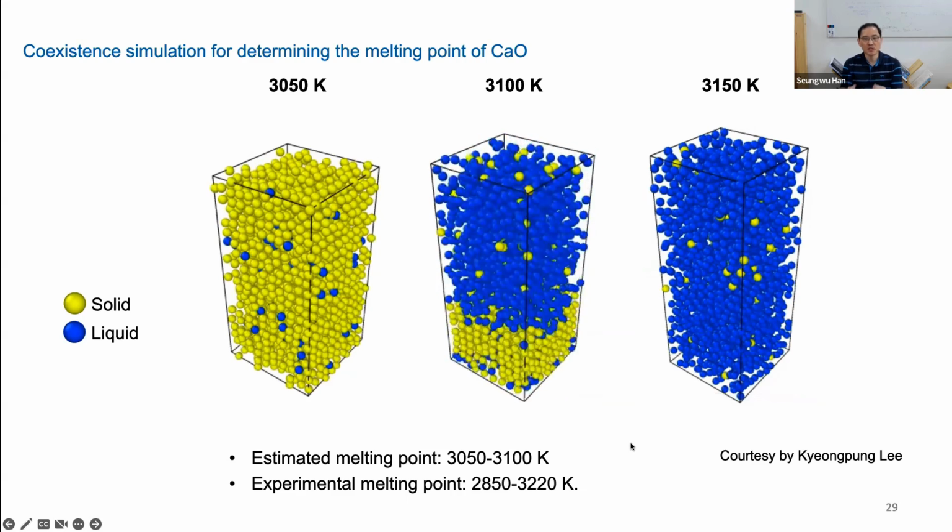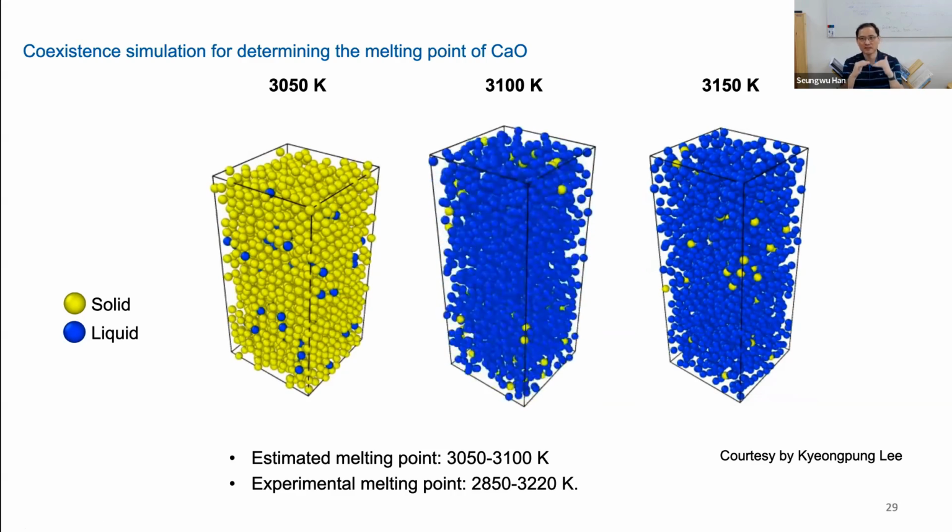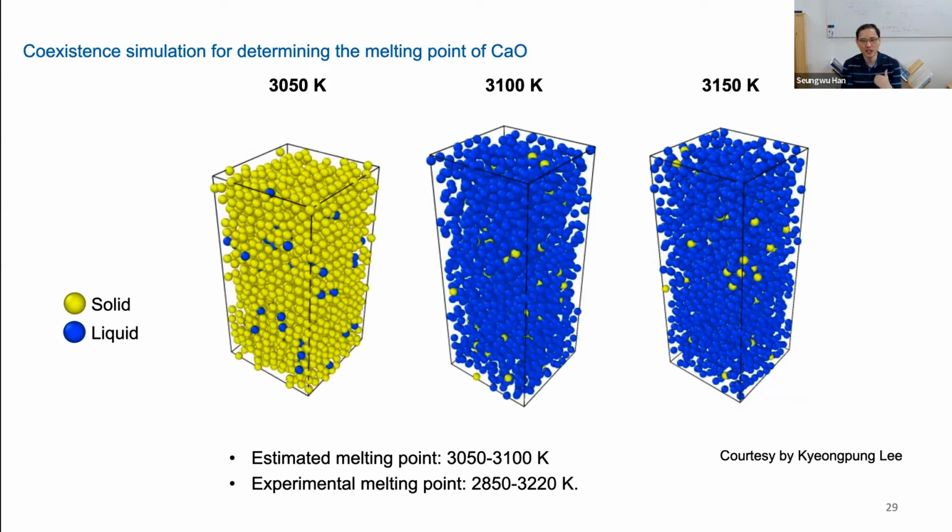Now, in the beginning, there's some tug of war, right? But eventually the liquid wins, meaning that this is still above the melting point. Therefore, from this simulation, we can narrow down the melting point to within 3050 to 3100 Kelvin. And actually, this is within the experimental range, as there are two experiments, and they are within this range, and therefore this is within the experimental error.